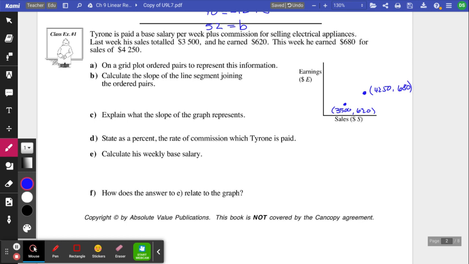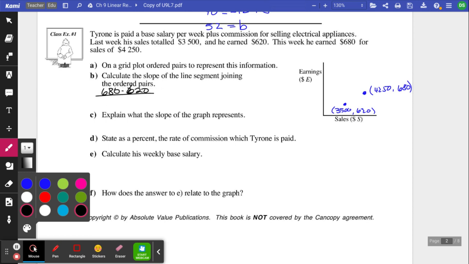It says calculate the slope. So how do you want to start? Quick. Let's go 680 minus 620 divided by 4250 minus 3500. Is that correct? Did I do that right?